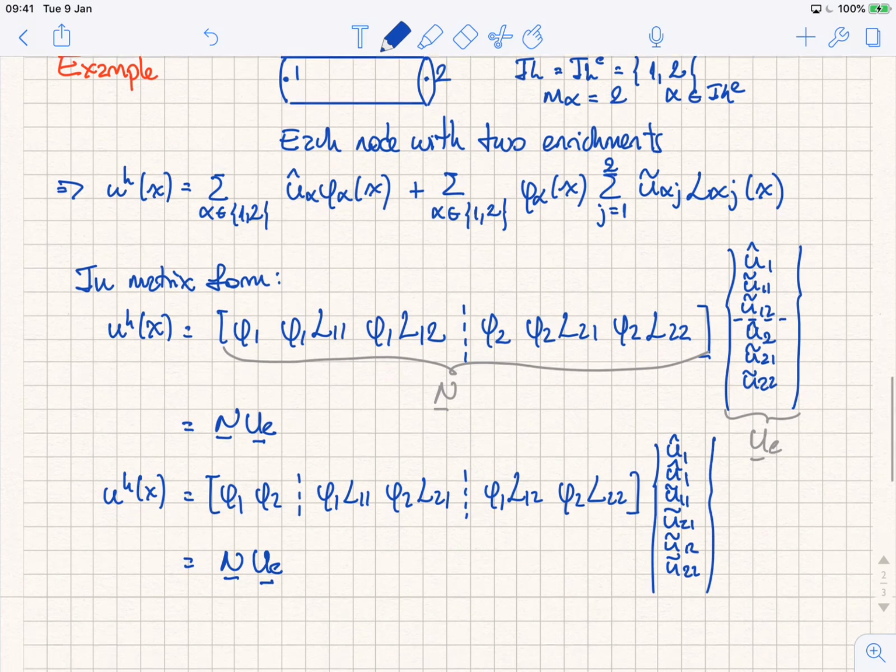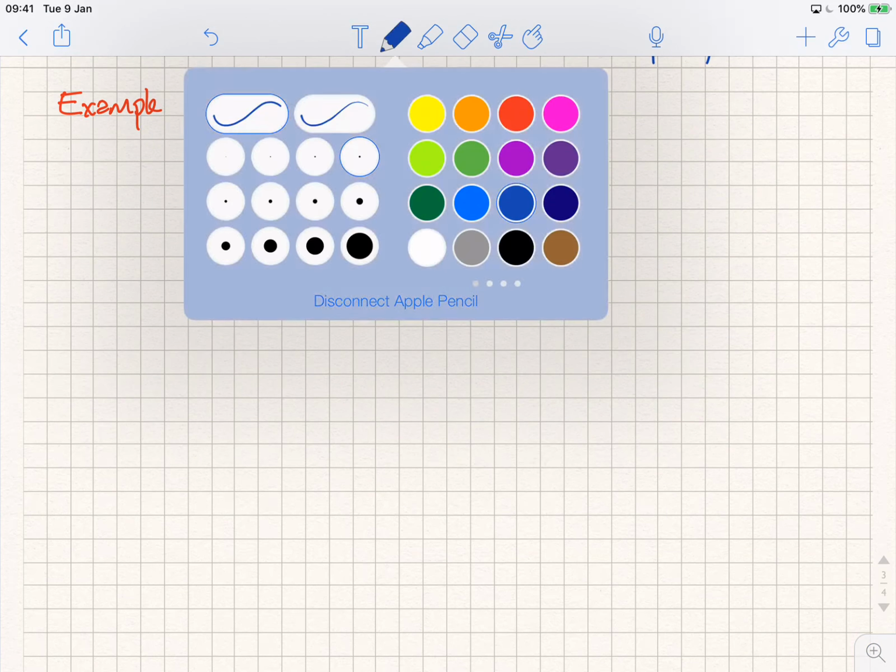Okay, let's move to another example, and we're going to start by looking at our first enrichment functions. Who can think of a very simple enrichment function? What's the simplest enrichment function that you can possibly think of? Quadratic. What are those? Polynomials. Those are the simplest enrichment functions you can think of. Can we enrich with polynomials? Yes, we can.